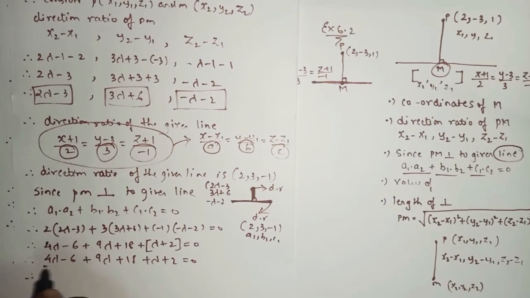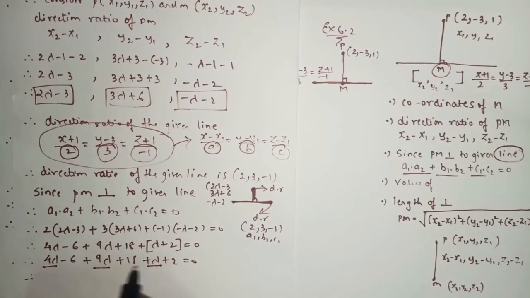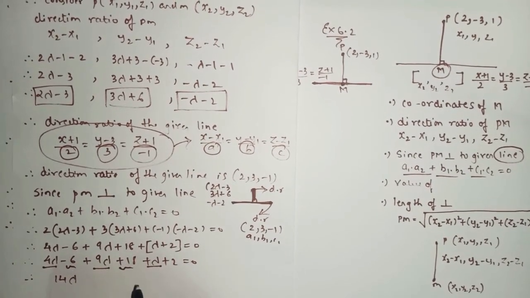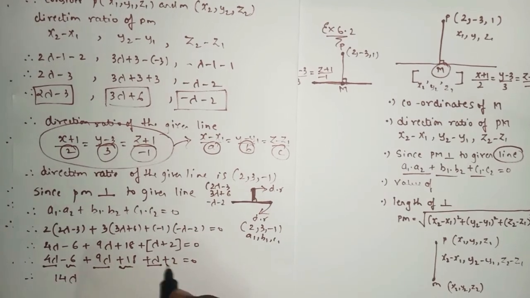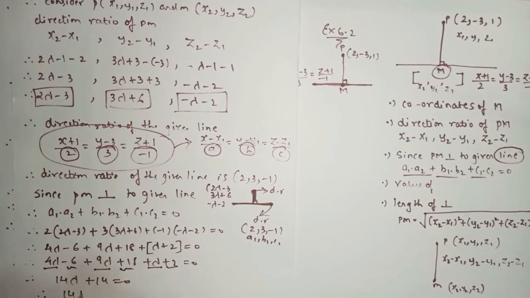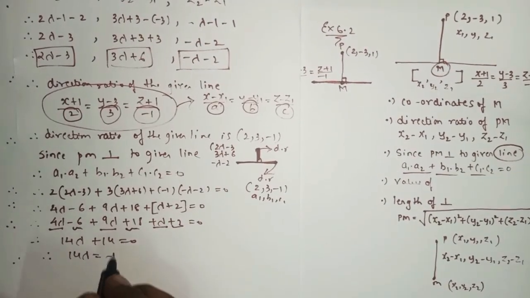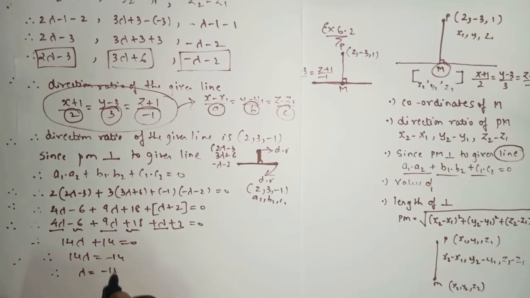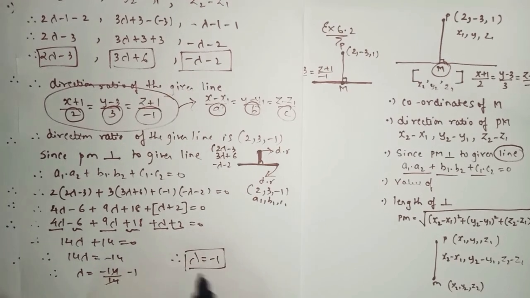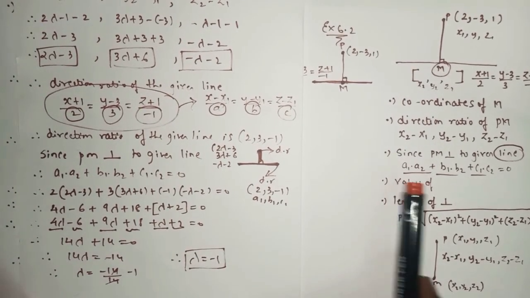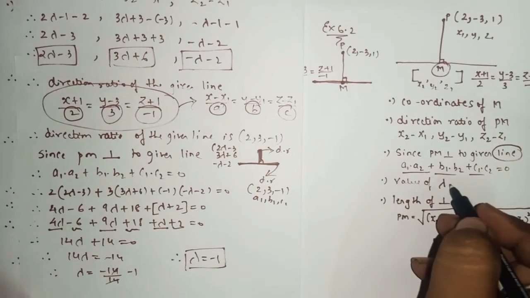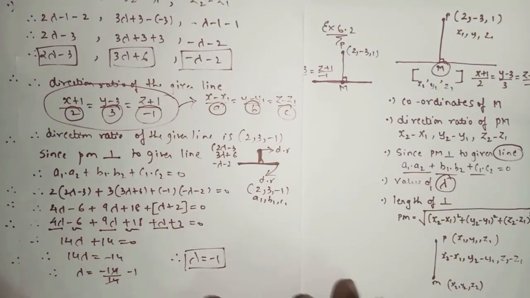Now we'll see the like terms: 4 lambda, 9 lambda and this one, so 4 plus 9 plus 1, this will be 14 lambda, minus 6 plus 18 plus 2, so plus 14 equals to 0. So therefore 14 lambda equals to minus 14, so we got minus 14 upon 14, that is minus 1. So here we got lambda is equal to minus 1. Okay, so after this step you will get the value of lambda. Yes or no?